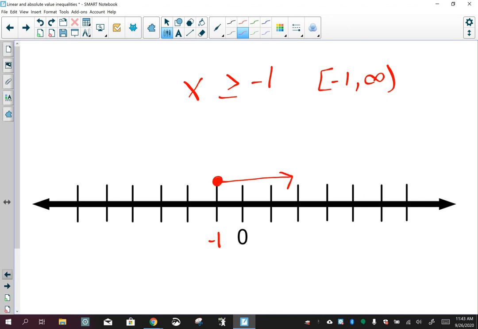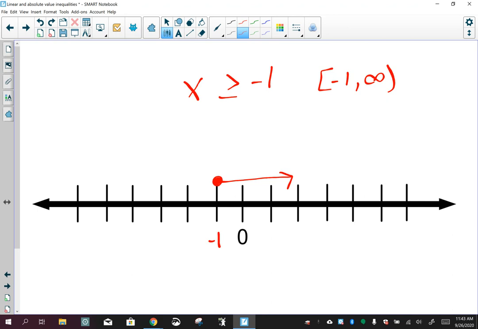So when you're doing these, if you're not really sure you've done it correctly, pick a number here, plug it back into the inequality, and make sure it actually becomes a true inequality. Okay. Make sure the inequality is always true.